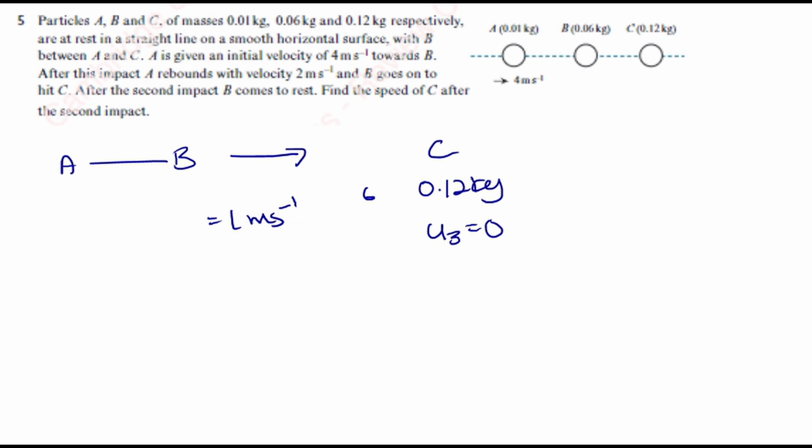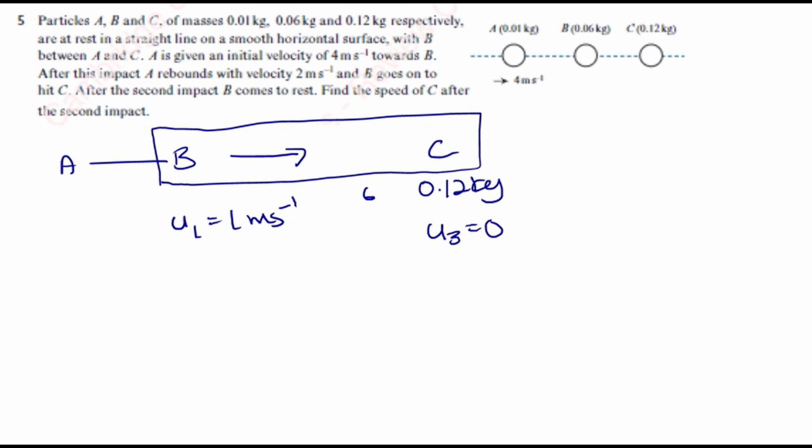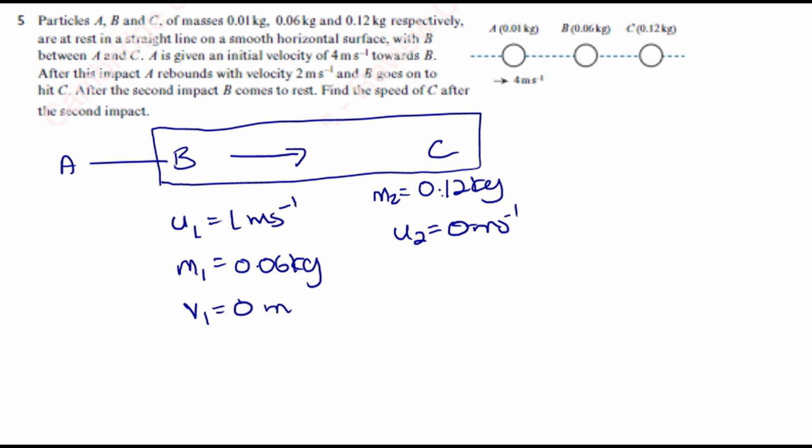Okay, now this speed that B is moving off with is now its initial velocity, because we're now considering the system B to C. So its initial velocity is 1. Its mass is 0.06 kgs. C's mass is 0.12 kgs. So M3, we'll call that M2, doesn't really matter. And initially C is at rest, so U2 is going to be 0. B hits C. After the second impact, B comes to rest, so its final velocity will be 0. Find the speed of C after the second impact.